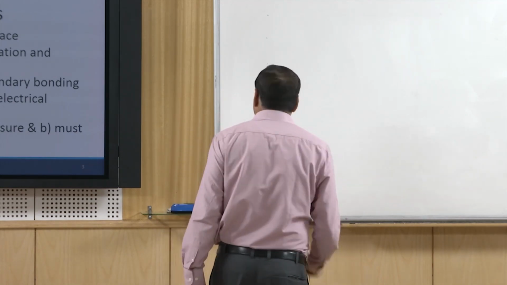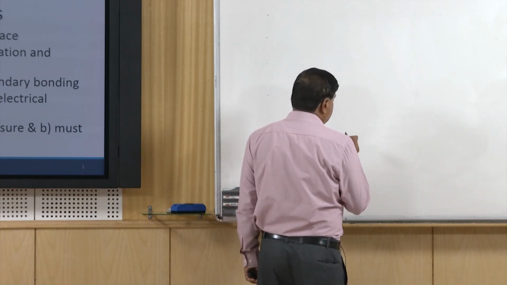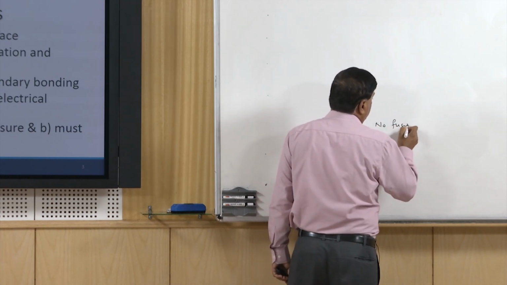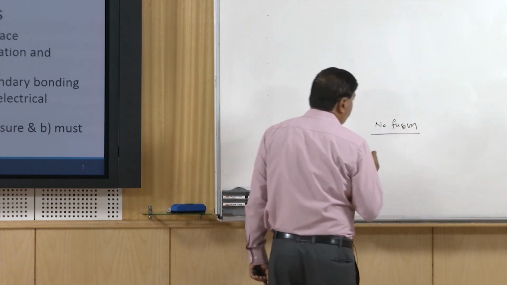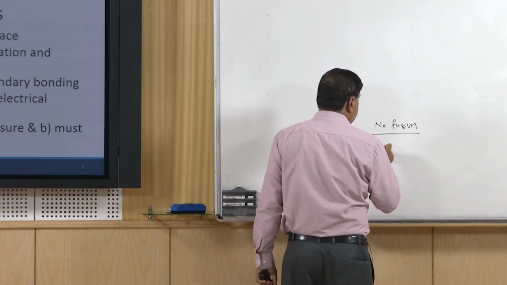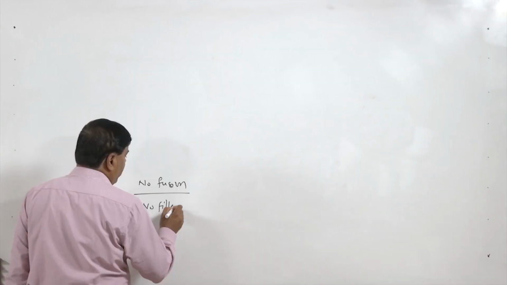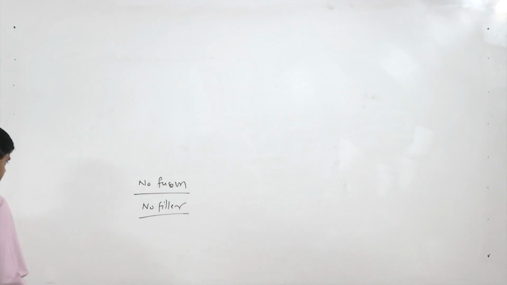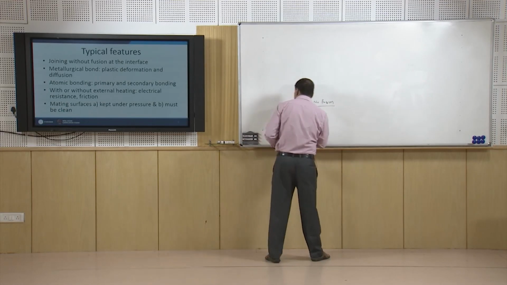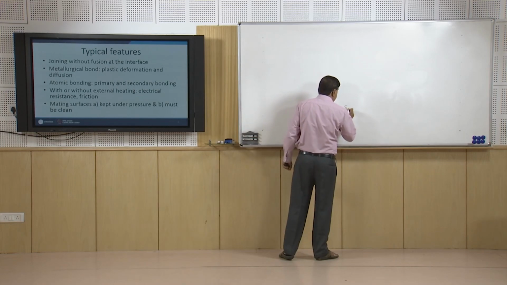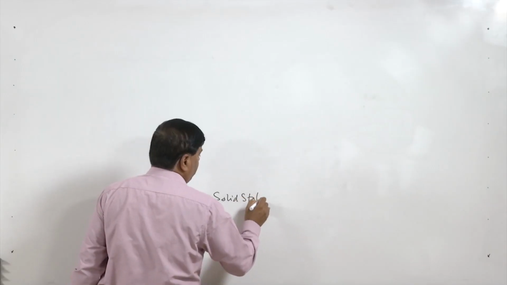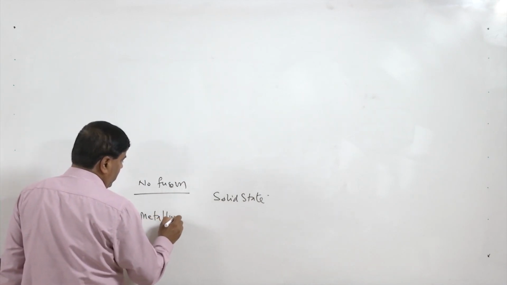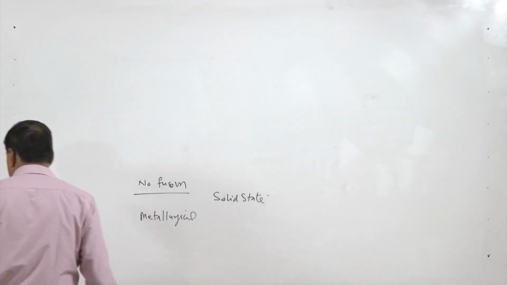So, as far as typical features are concerned, it involves no fusion of the metal, and mostly no filler is used in these processes, and mostly the joining is performed in the solid state. So, the joint which is formed is mostly metallurgical. So, what is the meaning of this? That is what I will explain.